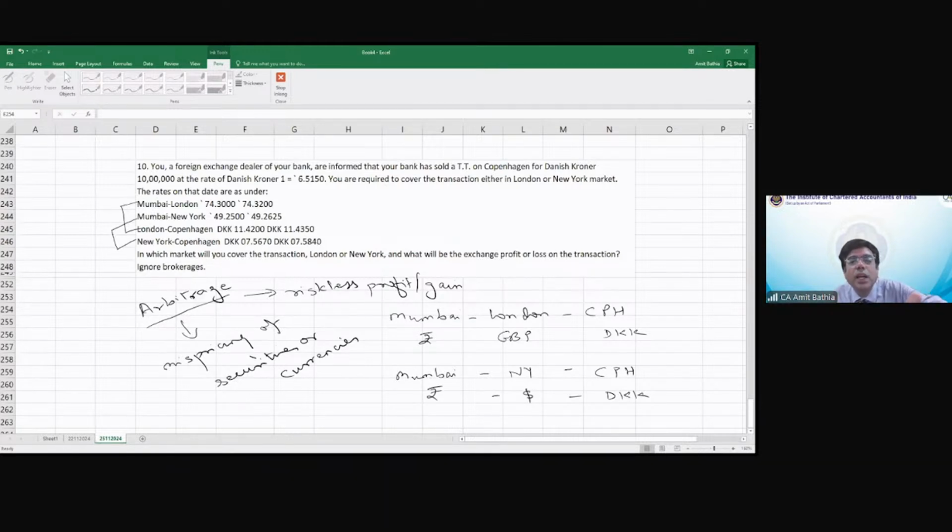You, a foreign exchange dealer of your bank, are informed that your bank has sold a TT on Copenhagen for Danish kroner, right? At the rate of Danish kroner 1 is equal to 6.5150. So you already are selling Danish kroner. So I want to find what is the final alternate value you are trying to find. I want to find rupees to DKK. Am I right? You have already sold 10 lakhs of Danish kroner at this particular rate of 6.5150. So the option where the rate charged between these two options is going to be lesser, that is the option which I will exercise. Are you all with me?